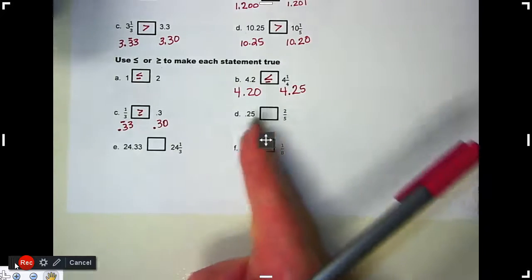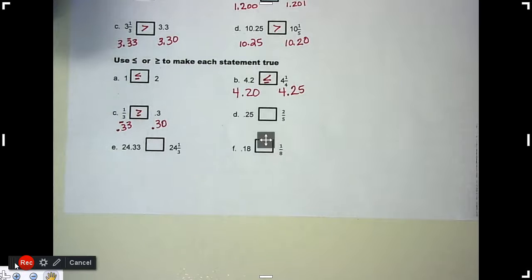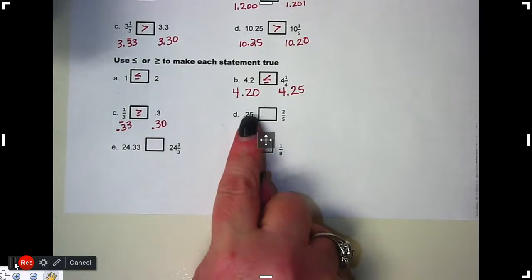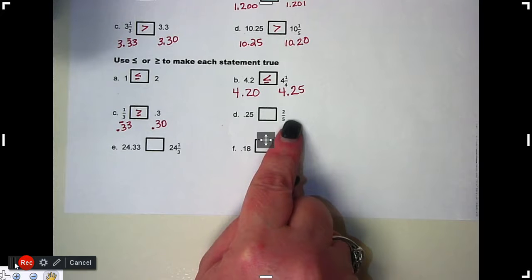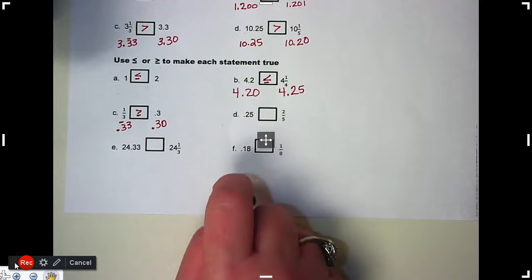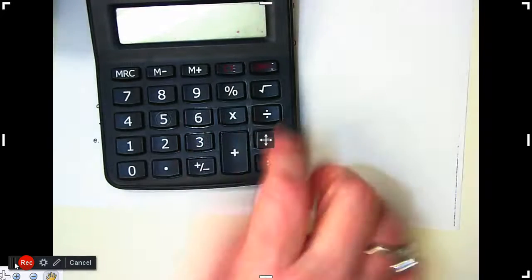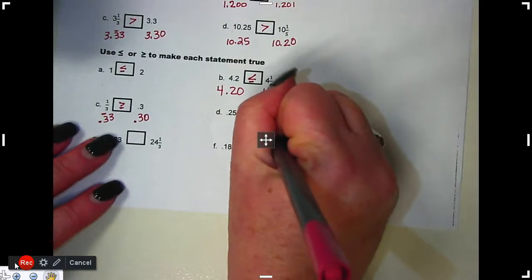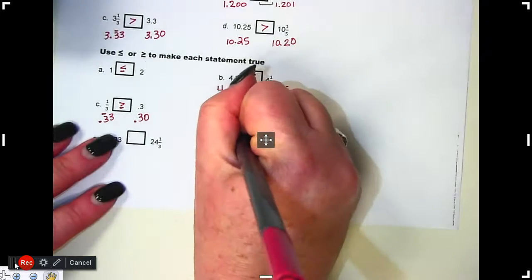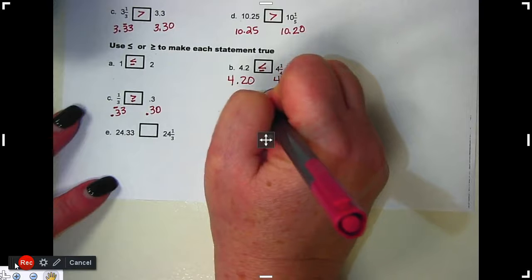All right, now this one's going to trip a lot of people up. 25/100 and 2/5. Why do you think a lot of people think those are going to be the same? Because that's a 2 and a 5, and that's a 2 and a 5. But is this 25/100? No. How do I turn that to a decimal? 2 divided by 5, and you get 4/10. So this is 4/10 or 40/100, and this is 25/100. So this one is less than or equal to.